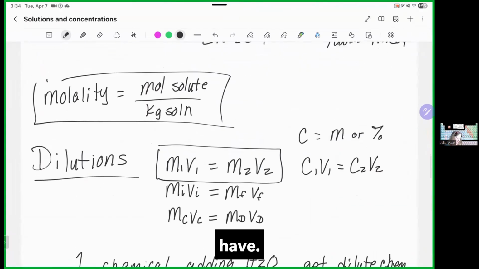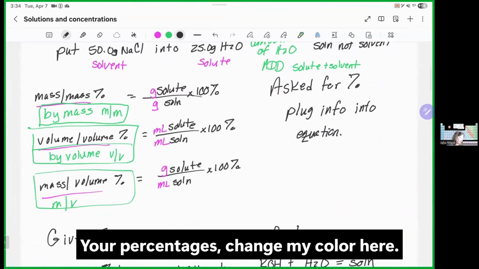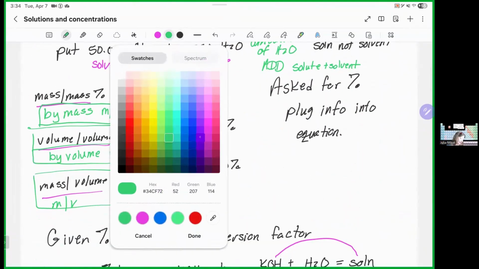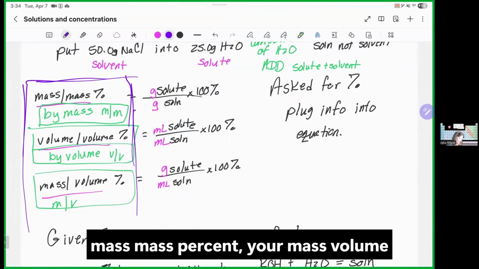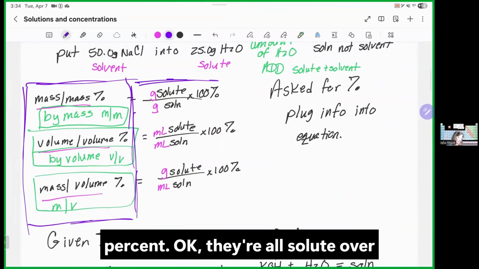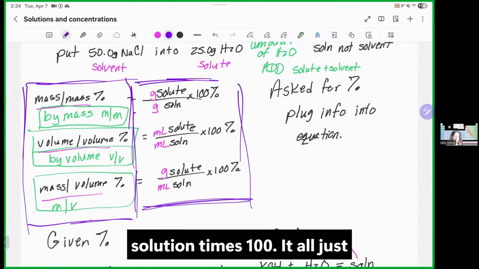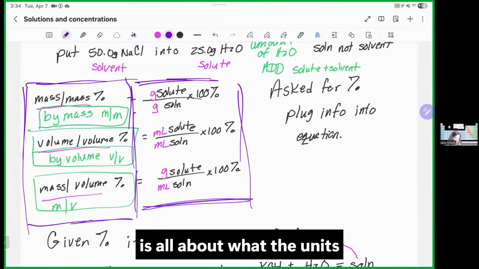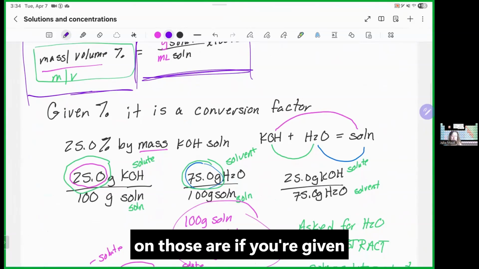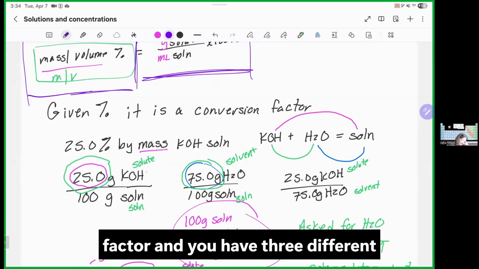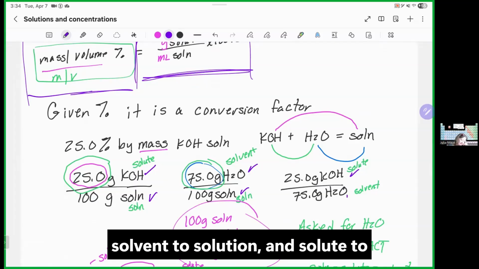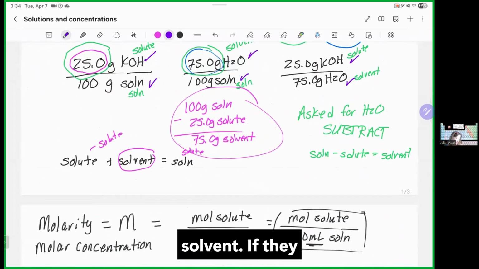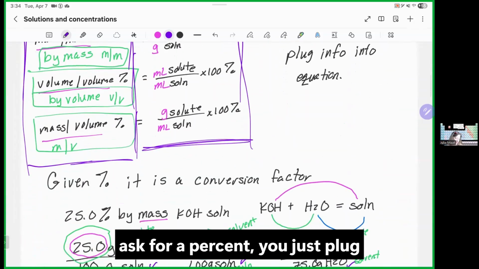Okay, you have your 3 percentages, your mass percent, your mass volume percent. They're all solute over solution times 100. It's all about what the units on those are. If you're given a percent, it is a conversion factor. And you have 3 different conversion factors: solute to solution, solvent to solution, and solute to solvent. If they ask for percent, you just plug it into that equation.